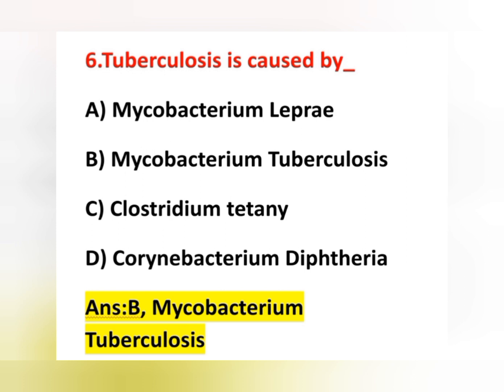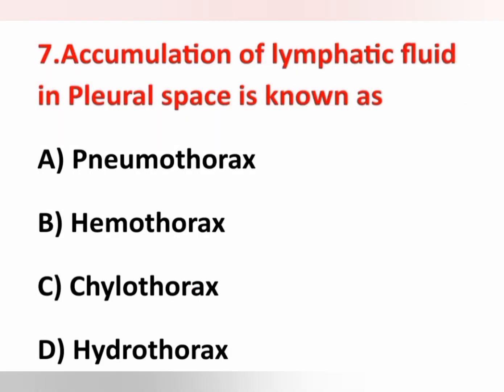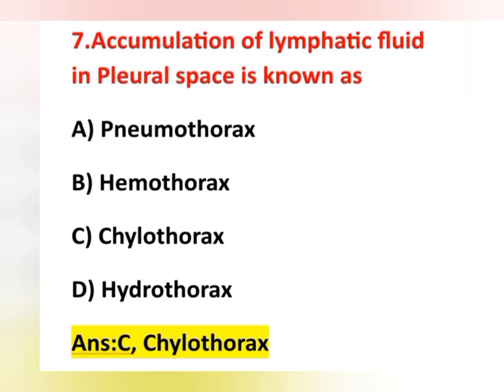We will see the next question. Seventh question: accumulation of lymphatic fluid in the pleural space is known as. Options: option A, pneumothorax; option B, hemothorax; option C, chylothorax; option D, hydrothorax. The correct answer is option C, chylothorax. We will see the options.